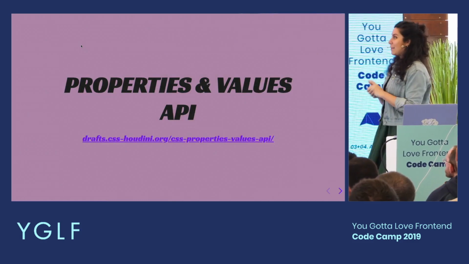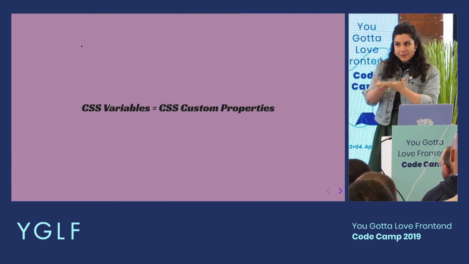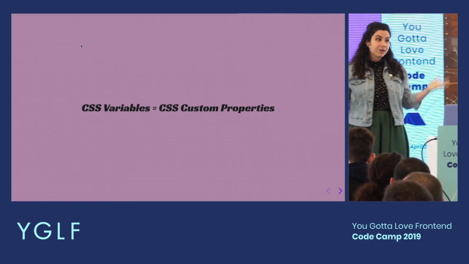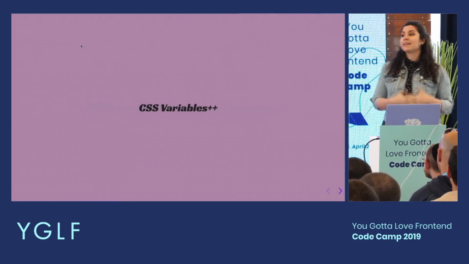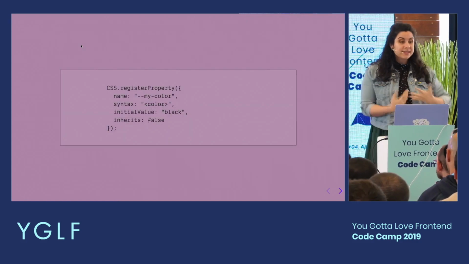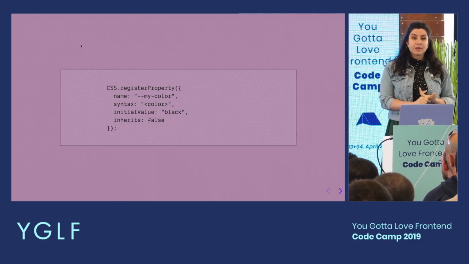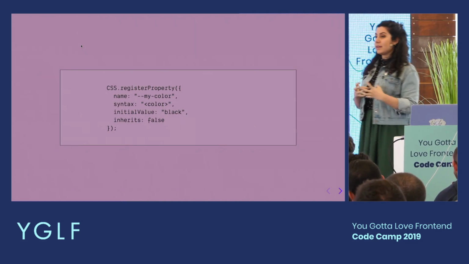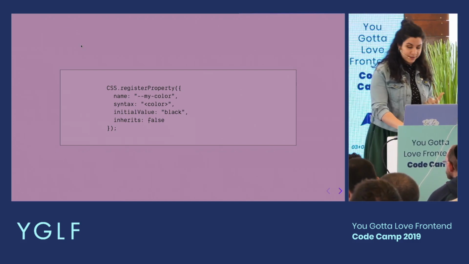So let's get started with the Properties and Values API. As I showed you before, CSS variables are super, super handy. CSS variables are CSS custom properties, and this API allows us to really extend CSS variables and more. The syntax to register a custom property looks like this. You start by giving a name, you give it a syntax, a semantic meaning for it to understand its value from, an initial value, and then you can say if it inherits or not from its parent.